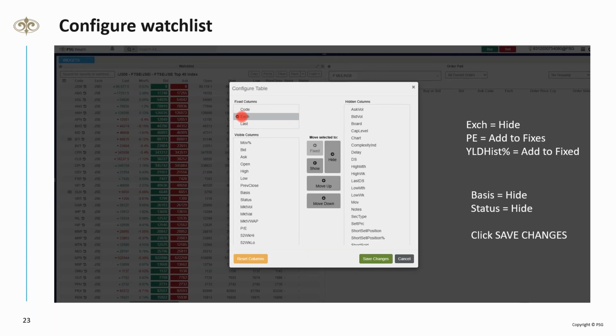So what I do is, first of all, click on exchange, and I click on the little button here called hide. It removes it. And then from this list here, for your PE, I click on fixed to add it onto the first column. Then from this list you scroll down and look for yield, historical. This is your historical dividend yield. You also add it to fixed. And down this list, because some of these things don't really apply, I like to hide bases and status. It just makes the watch list a bit easier to manage.